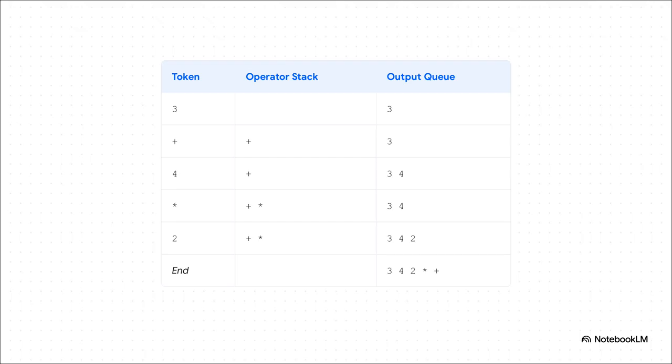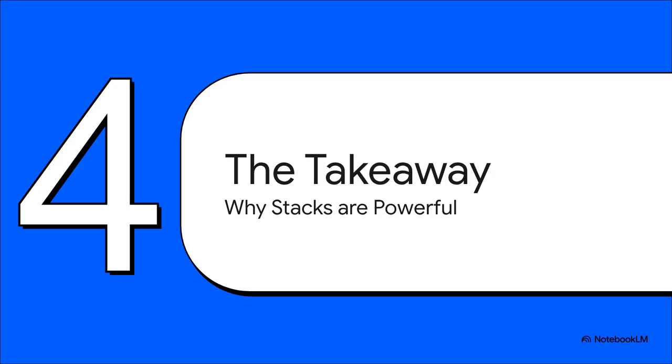We're at the end of the expression now. All that's left to do is empty out our operator tray onto the conveyor belt. And remember LIFO, last in, first out. So the times comes off first, followed by the plus. And there it is, our final postfix expression. 3 4 2 times plus.